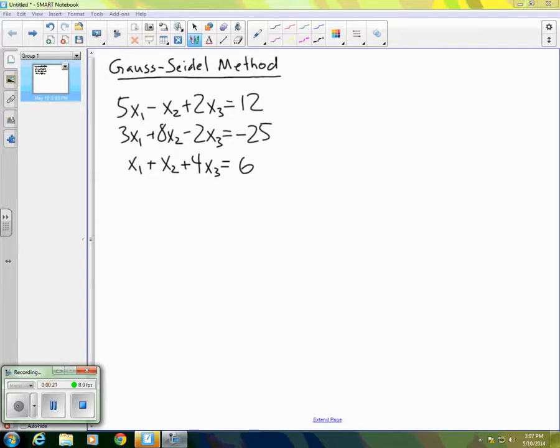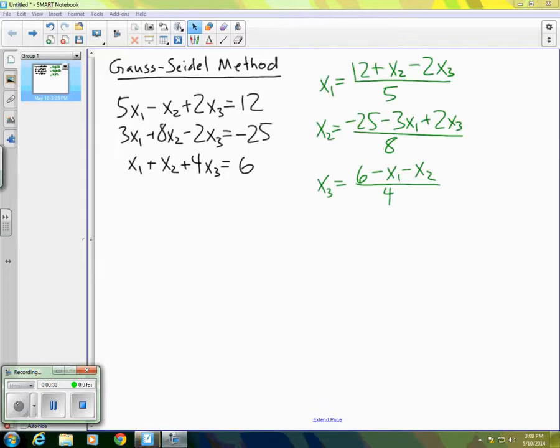So the first thing we need to do is solve each of these equations: solve the first equation for x1, the second one for x2, and the third one for x3. So let me go ahead and do that. There are the three equations solved for x1, x2, and x3.